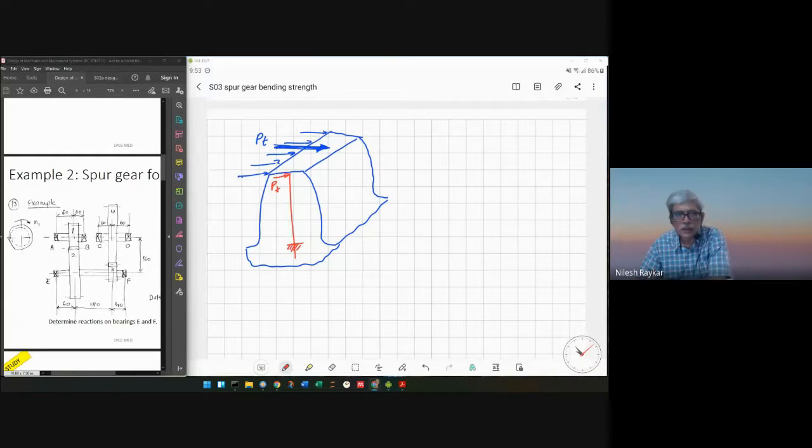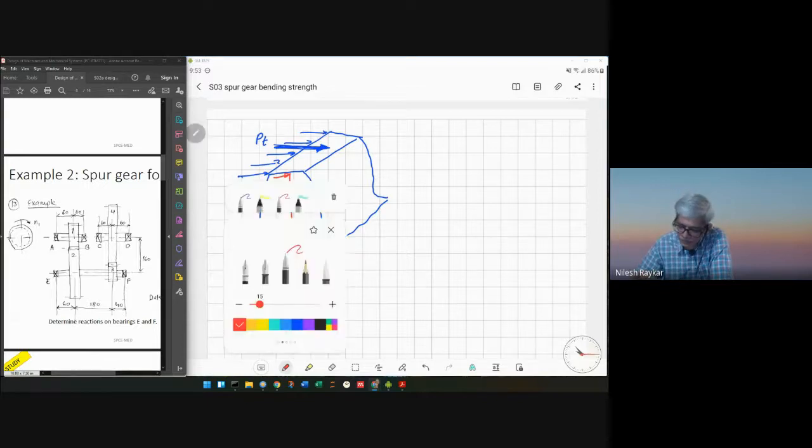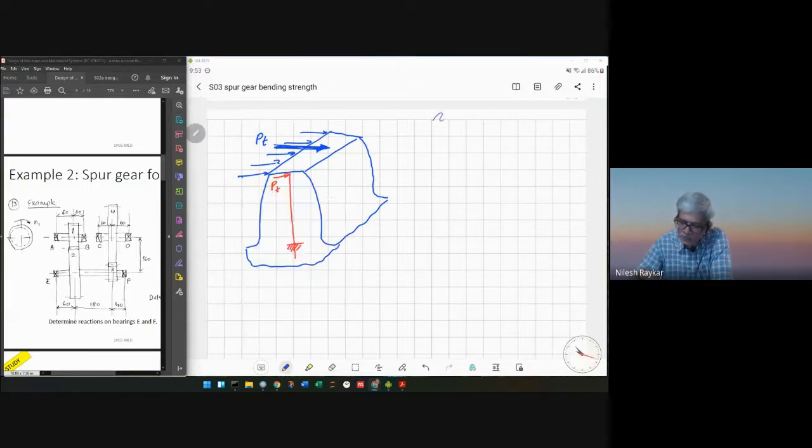Now, while doing these calculations, there are some assumptions that are made. So let me list down some simplifications, made for the purpose of doing the calculations, by Lewis. So this is the Lewis equation, year 1892. The first assumption that is made is that radial force is neglected.